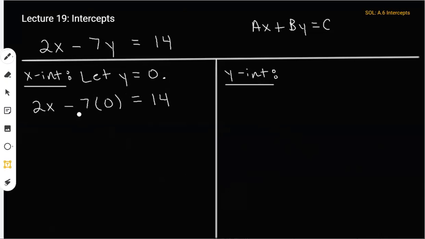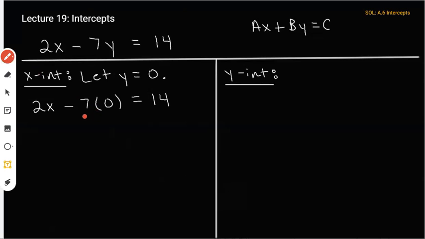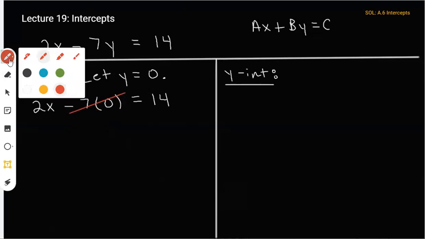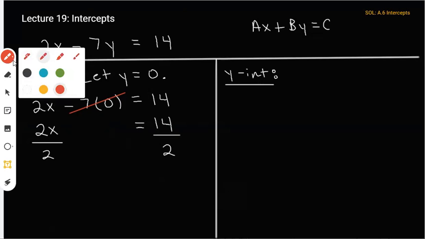We got negative 7 times 0. That's just going to give me 0, so I can cross this entire term out. So I'm only going to be left with 2x is equal to 14. Now if I divide both sides by 2, I can get x by itself. Make sure you divide both sides by 2. And you should get 7 for x.